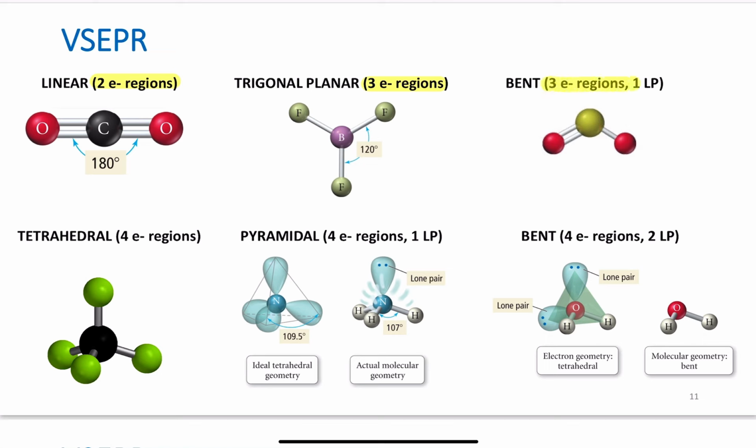If we have 3 electron regions, but one of them is a lone pair, it becomes a bent structure. If we have 4 electron regions, no lone pairs, we call this tetrahedral. This is where that wedge and dash comes in, by the way. This is where I would say, let's be A, X, A, and then I would say dash. This is my dash. It's coming out of the board at me. This is my wedge going behind the board.